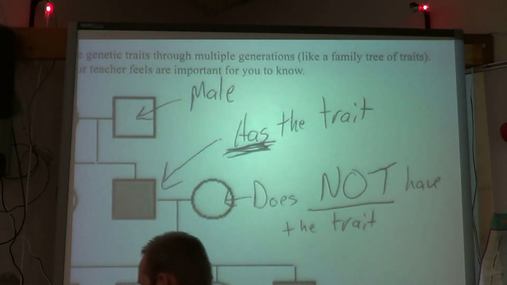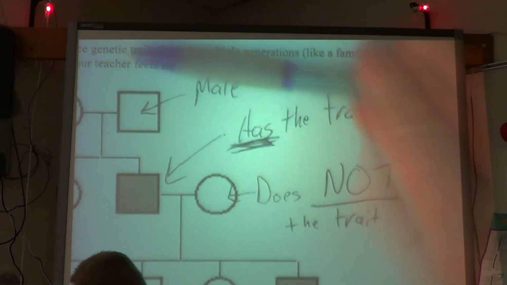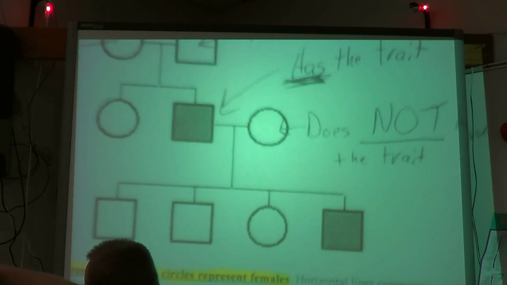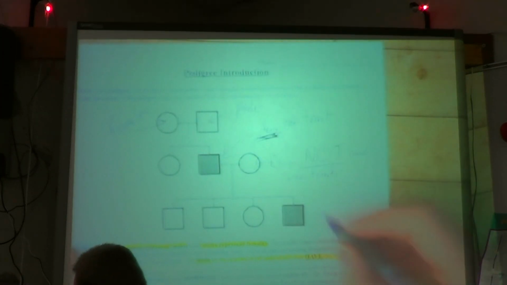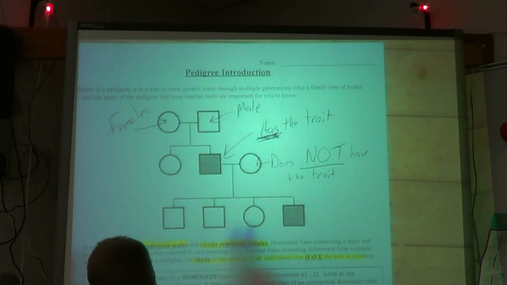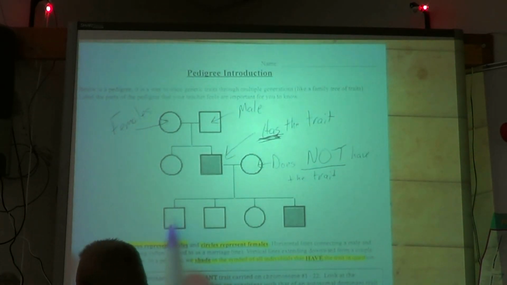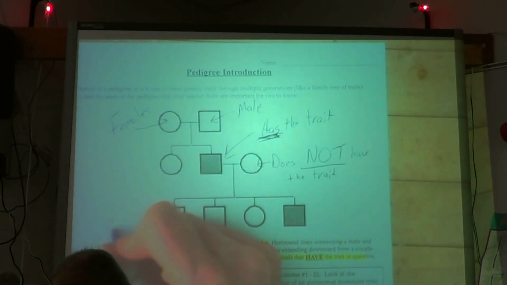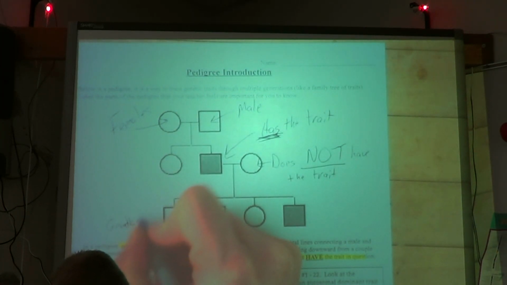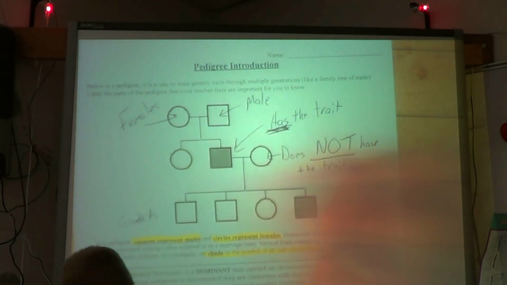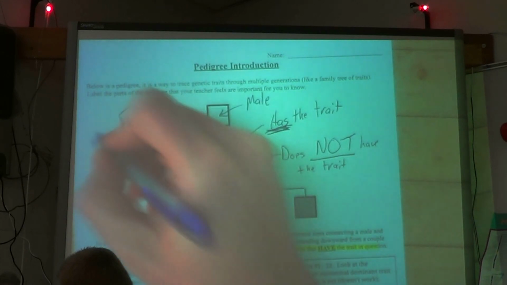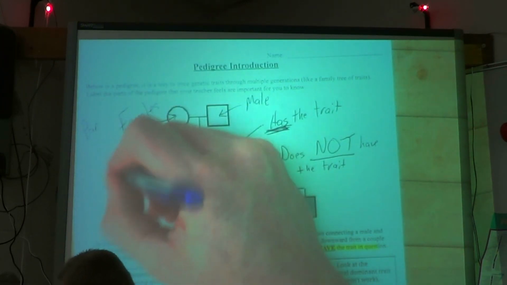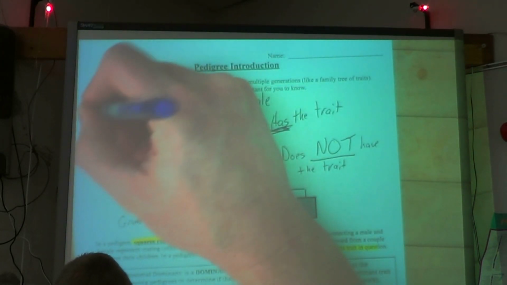If this is the first generation, this is the second generation, and this is the third generation, what do we call this bottom generation compared to this generation? These individuals would call these two their grandparents. So these are the grandkids. These are the kids. And then these are the grandparents, parents, grandkids.